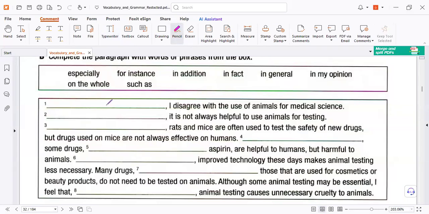For number 1, for instance, why not use in general at the beginning as a start of the sentence, an introductory sentence? So in general, I disagree with the use of animals for medical science. Why should we test animals for medical science? Number 2, what do you think? I think it could be general. Like in general, it's not always helpful to use animals for testing. So just like on the whole. So that is number 2.